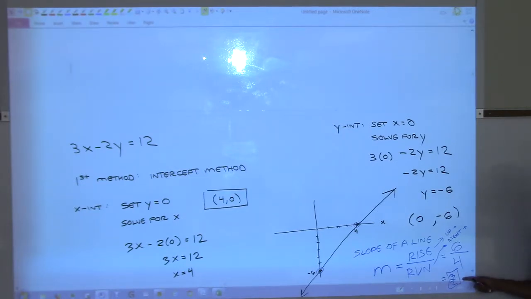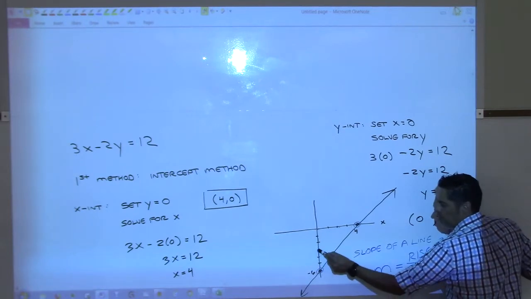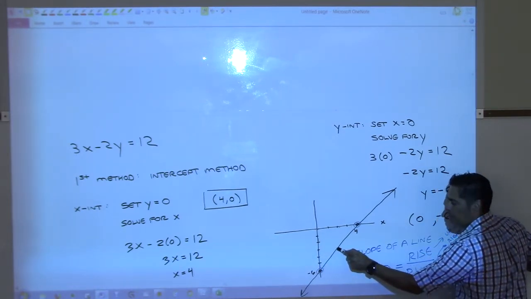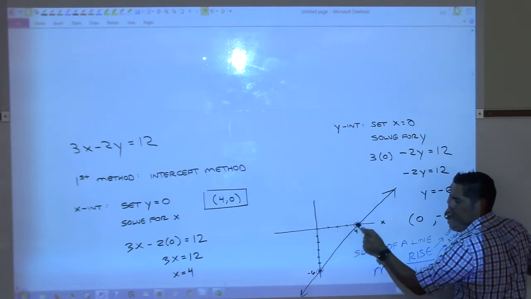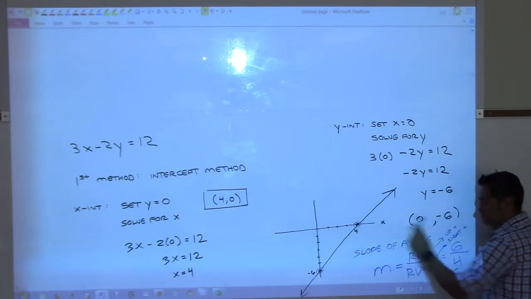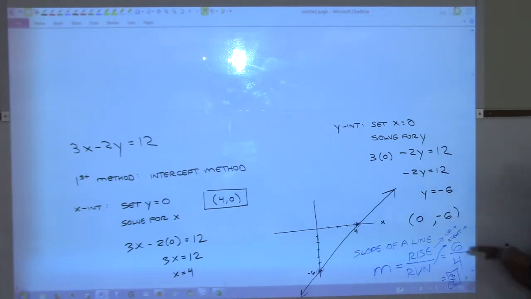Now, our answer is 3 over 2, but with 6 over 4, we went up 6 and over 4, right? What if we went up 3 and over 2? 1, 2, 3, and then over 1, 2. We would still be on the line, wouldn't we? And then if we did it again, 1, 2, 3, and over 1, 2, we would be here again. So using this ratio of rise over run, we'll always land somewhere on the line.